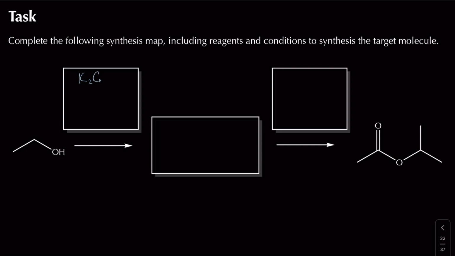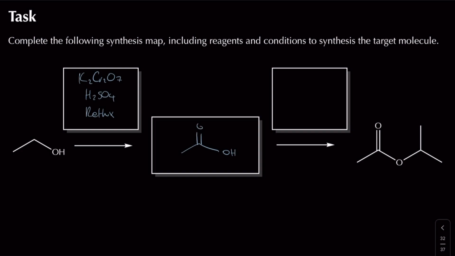So it's going to be K2Cr2O7. We're going to have H2SO4 as our catalyst. And then we're also going to have in there our condition, which is reflux. Otherwise, we could get an aldehyde, and so I end up forming ethanoic acid, which is my first reagent.